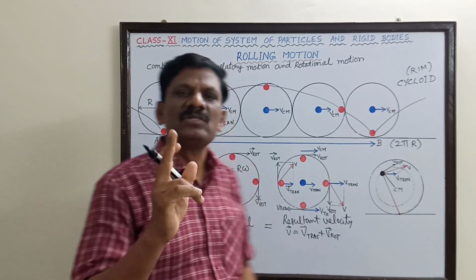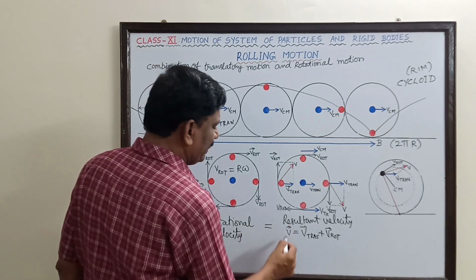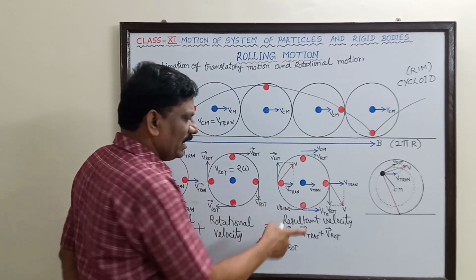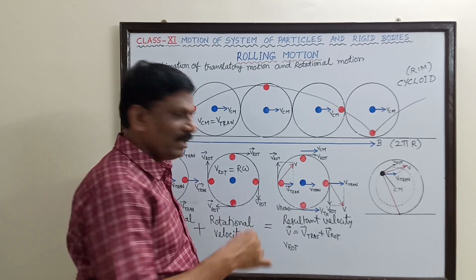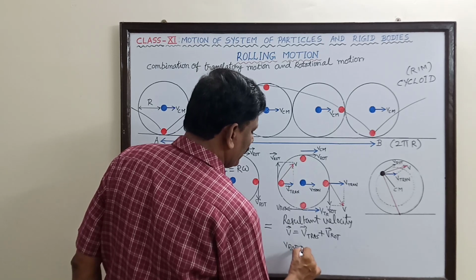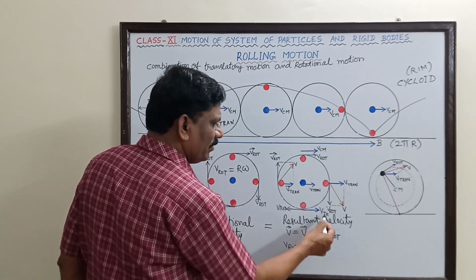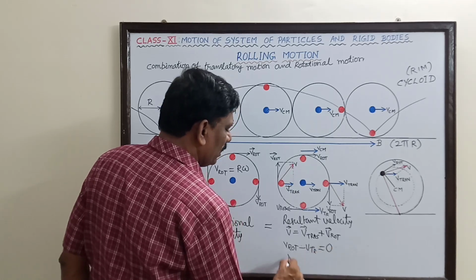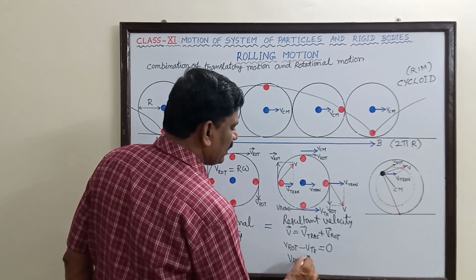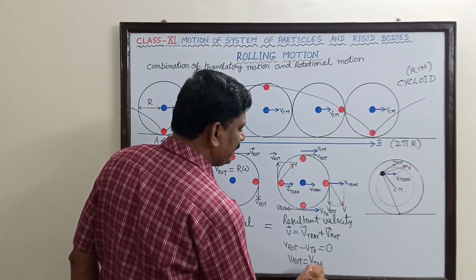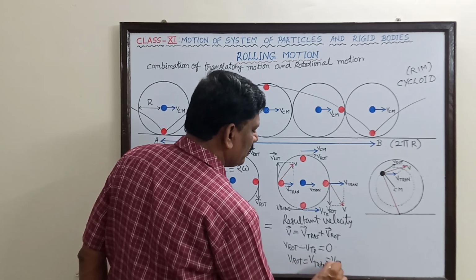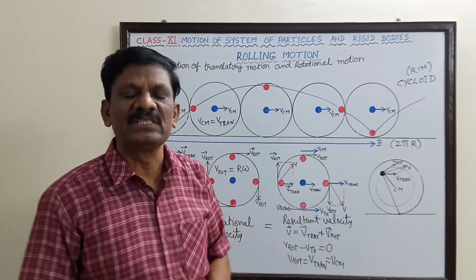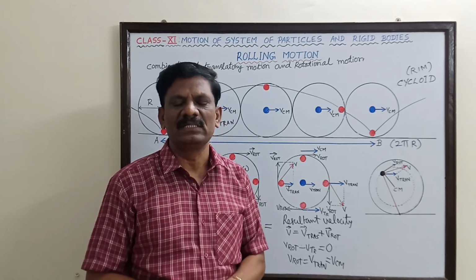Is it not? So the magnitude I will take, see here V rotation is on the left side and V translatory is on the right side. So this is equal to, that is V rotation minus V translation is equal to 0, or V rotation is also equal to V translatory and that is also equal to V CM. This is a very, very important information, my dear students. You have to remember forever.